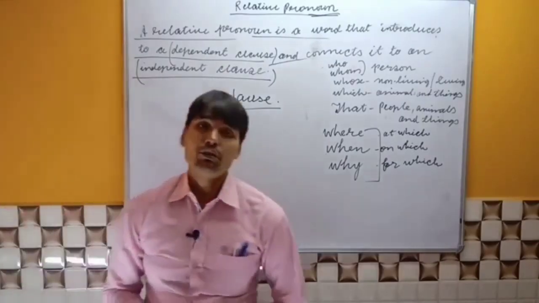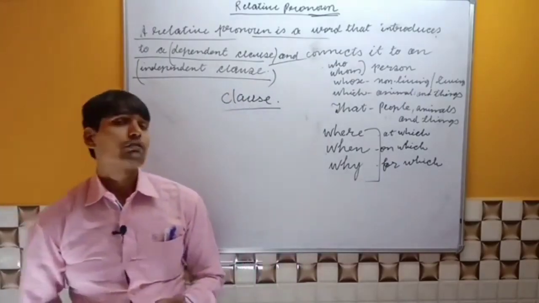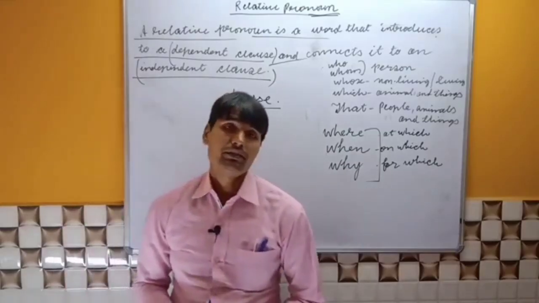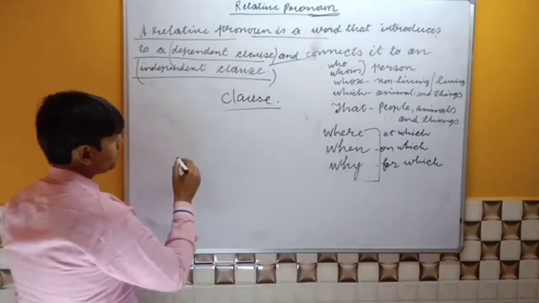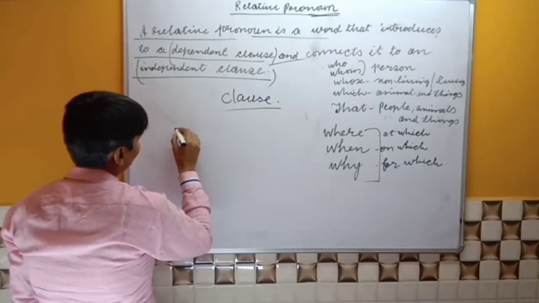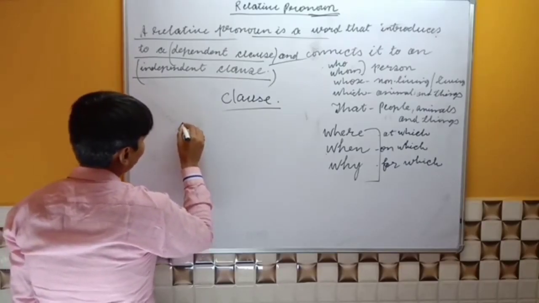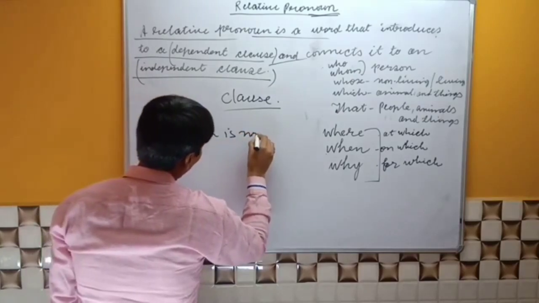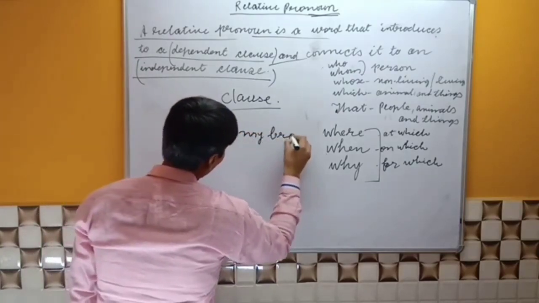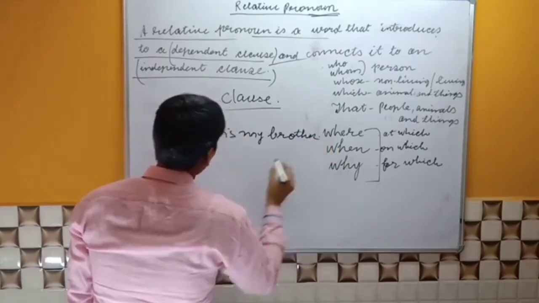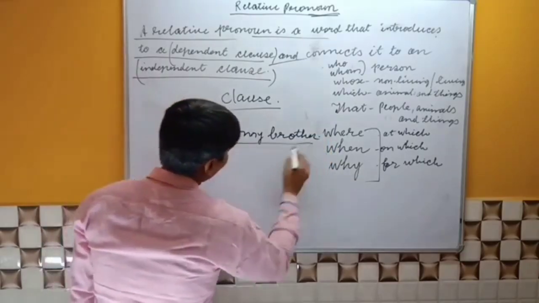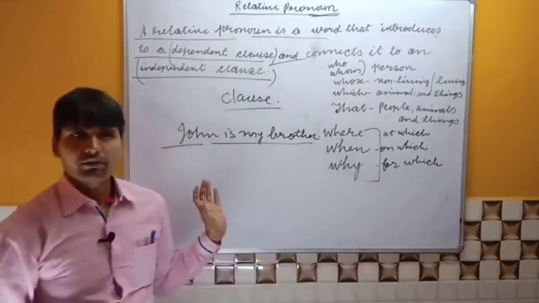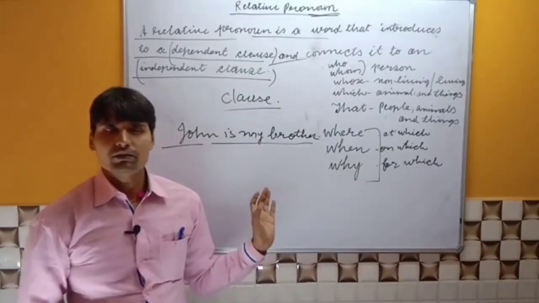So you can generally know that a clause is a part of a sentence which has a subject and predicate. It means if you write John is my brother, here John is a subject and is my brother is a predicate. Now there are several rules to make subject and predicate. How can you make the subject and predicate?